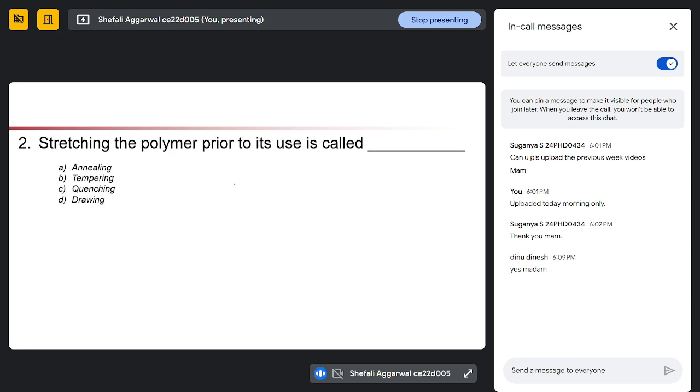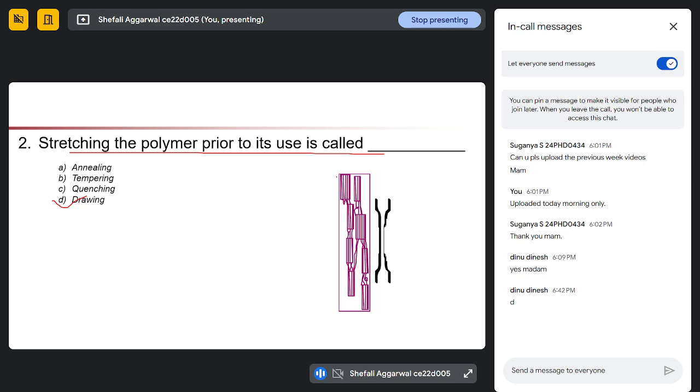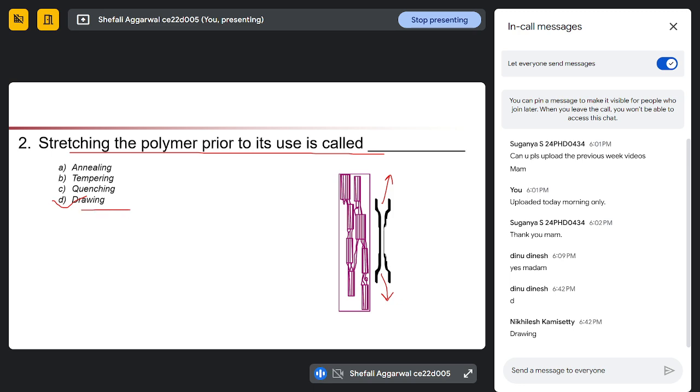Okay, so the next question is, stretching of the polymer prior to its use is called annealing, tempering, quenching, or drawing. D is the correct answer. So we have seen that when we are stretching our polymer before using, we call that process drawing of our polymer.